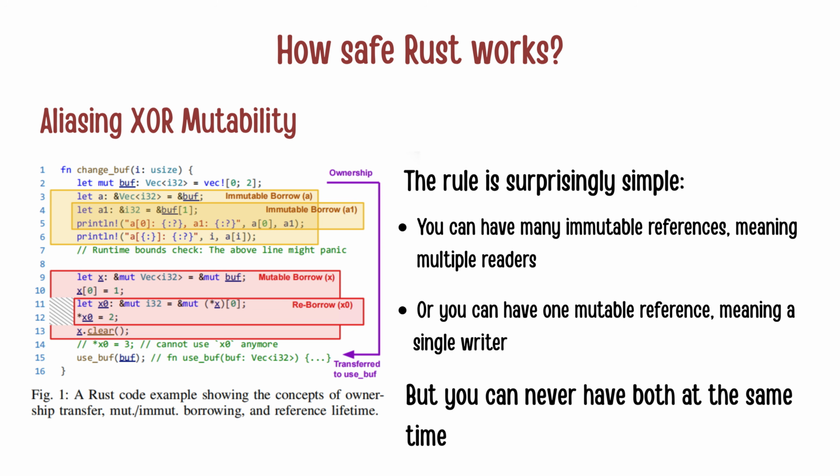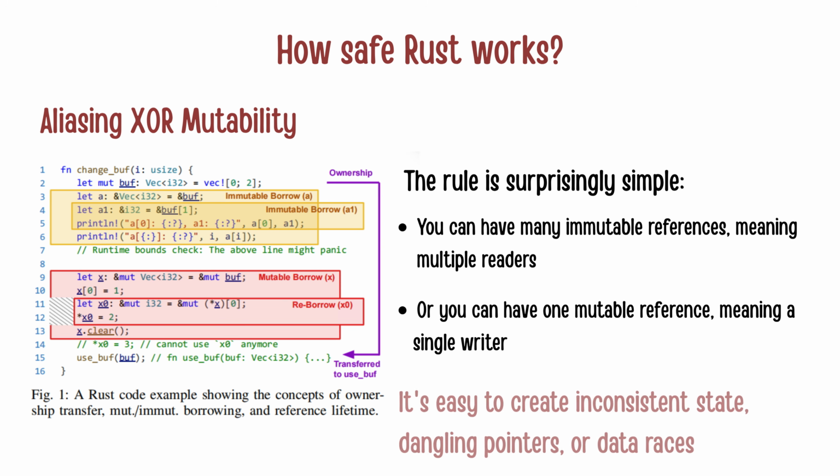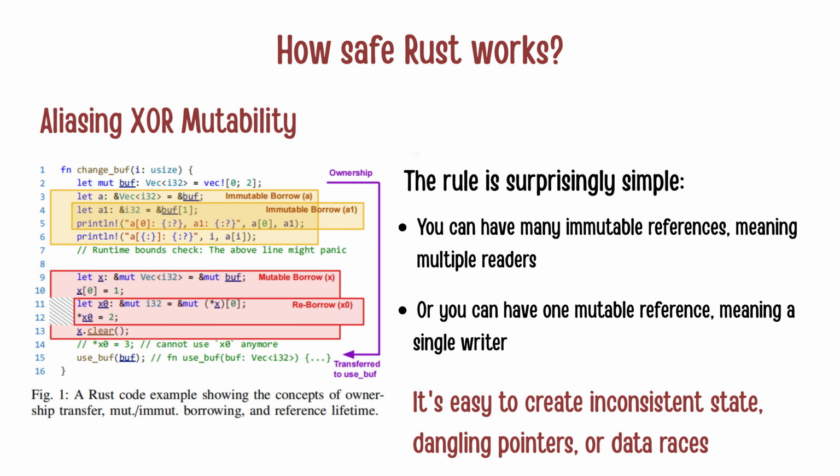Why? Because if multiple references can modify the same object simultaneously, it's easy to create inconsistent state, dangling pointers, or data races. Rust prevents these problems before the program even runs. This compile time enforcement is one of the biggest differences between Rust and C.